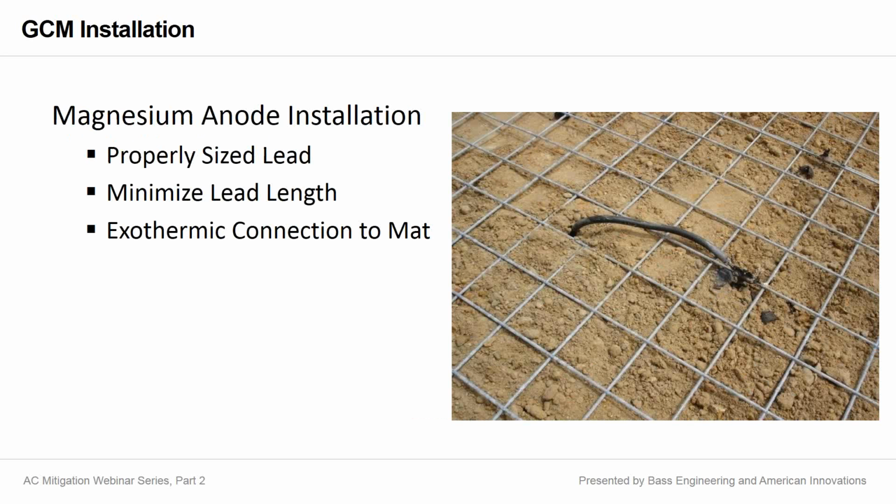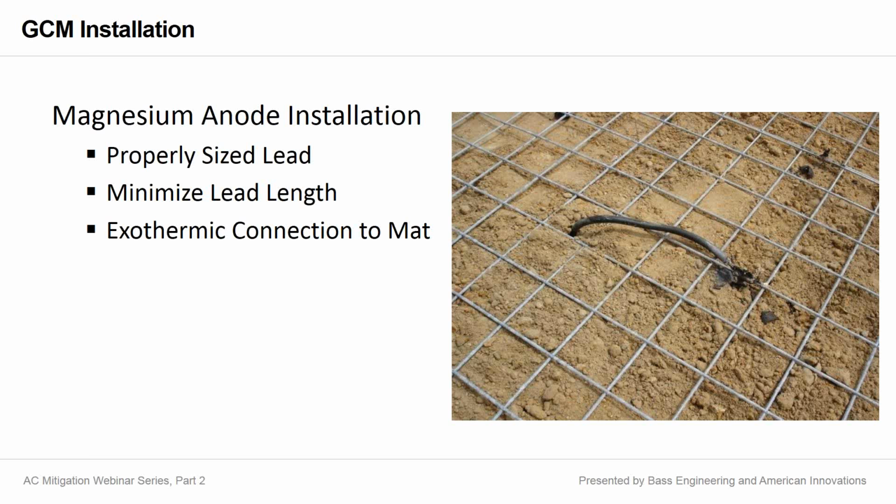Here we're just showing you the magnesium anodes that were installed prior to laying the mats down. Now we're terminating those leads directly to the mat. We're trying to keep those leads as short as possible. Again, the primary purpose of the anode is not for current drain or grounding. The purpose of that anode is to offer cathodic protection to the mat.